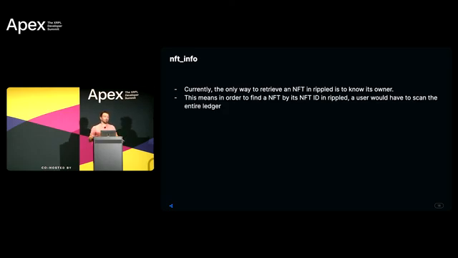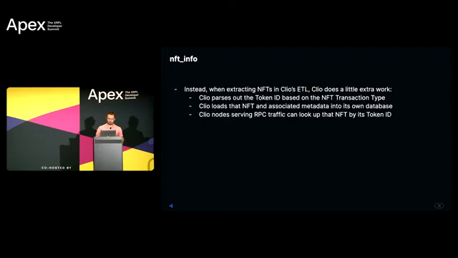But to do this in RippleD, you would actually have to scan the whole ledger. Because if you don't know who owns it, you have no idea which account owns it, you have to walk through all the accounts, right? This is going to take a long time. It's going to take at least 20 minutes, probably much longer, right? So it's like a no-go. So we added this to Clio, though.